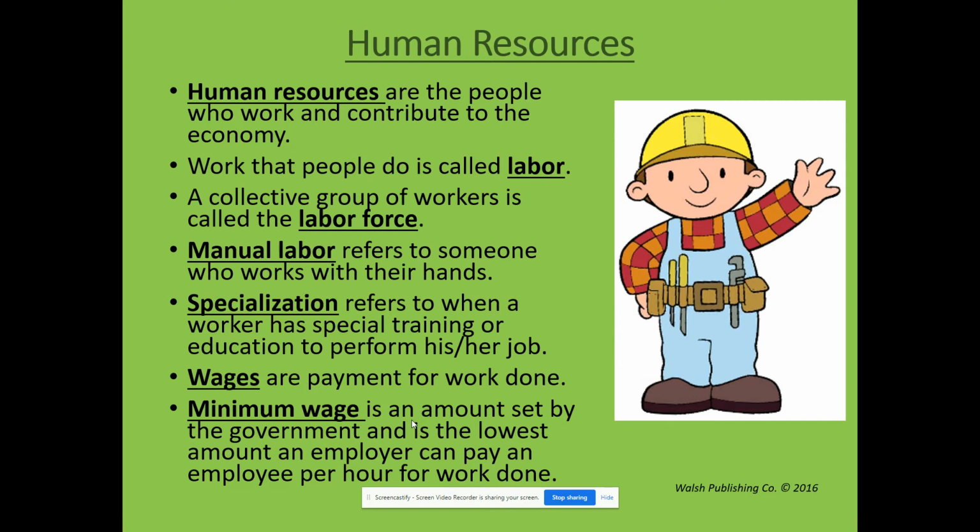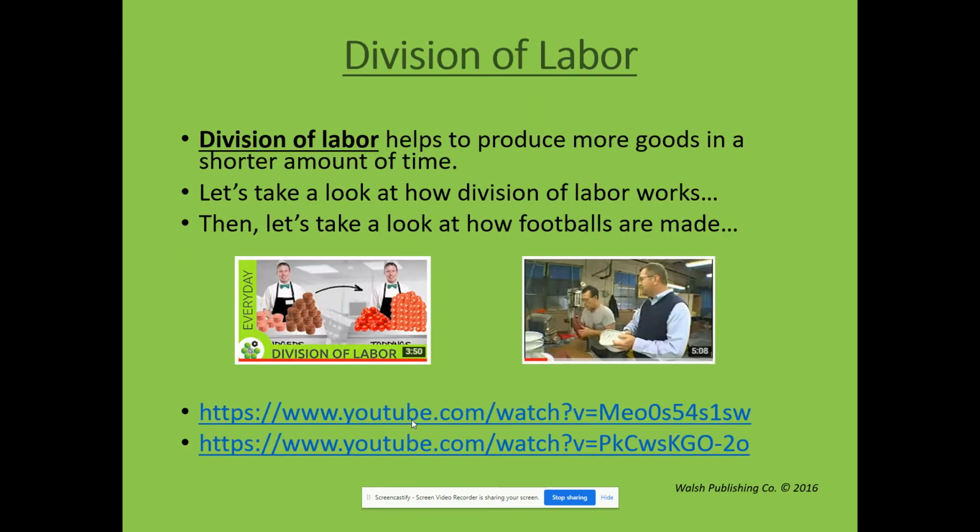So wages is the payment you get for your work. And sometimes you get a salary, which is a yearly salary. And sometimes you get paid wages, which are an hourly wage. Minimum wage is the minimum you can get paid by a company.